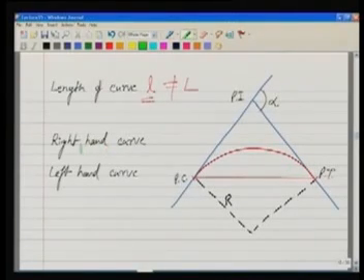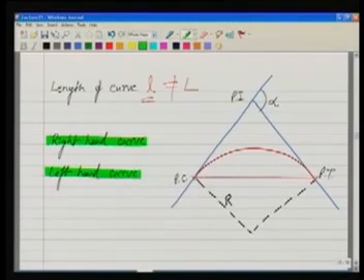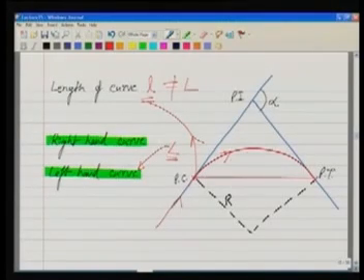Then we also define right hand curve and left hand curve. What is the meaning? If you are approaching a curve, for example, we are approaching a curve here, this curve could have gone in this direction or in this direction. So there are two possible ways. If it is going towards my left, we say this is a left hand curve, while in this case, the curve is going towards the right hand side, so we will say it is a right hand curve.